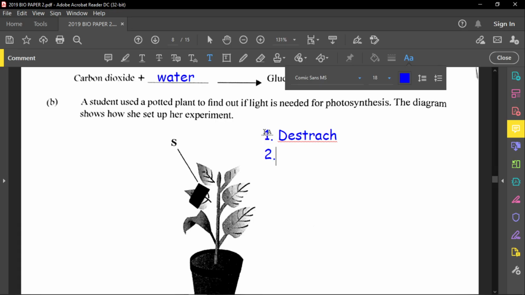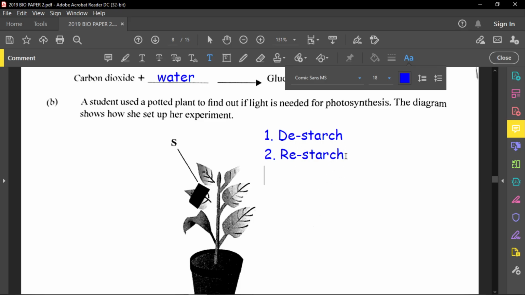Okay, so de-starch and re-starch. That's what you're going to do right there. So you're going to de-starch, you're going to re-starch. De-starch, re-starch. Those are the things you're going to do.